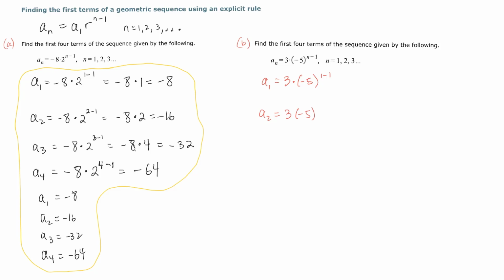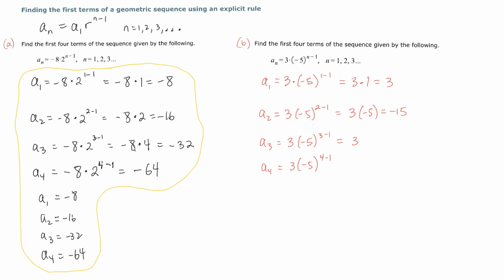Once again, the order of operations says do the exponents first. So a lot of times when you're computing sequences, what you're trying to do is actually write patterns. 3 times negative 5 to the 0, so that's just 3 times 1, which is 3. This, however, says 3 times negative 5, which is negative 15.